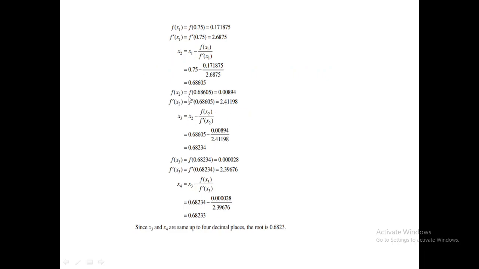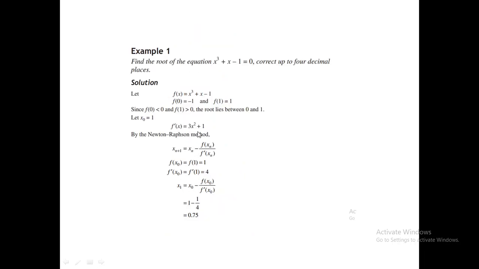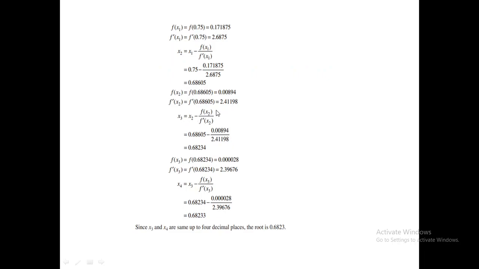For the third iteration, f of x2 you will get 0.0894, and when you put x2 in f dash, you will get 2.41198. Once you have put all these three values in that equation, you will get x3 is equal to 0.68234. Once you have x3, you have to check whether this value is correct up to 4 decimals or not.